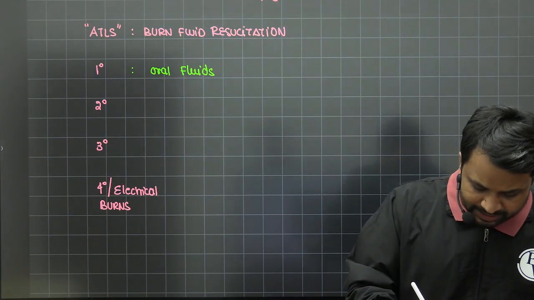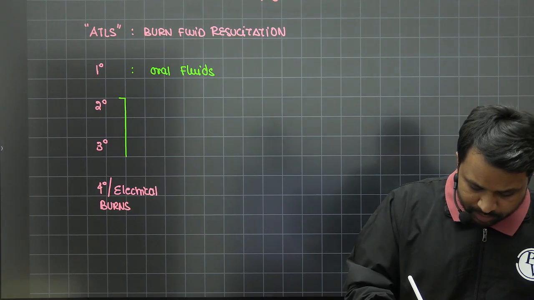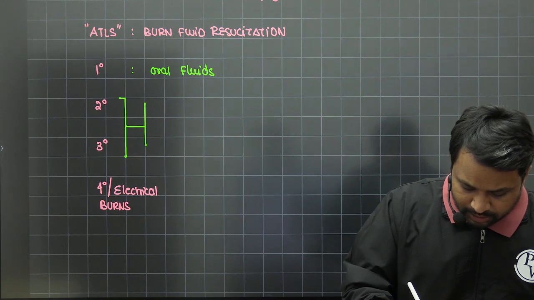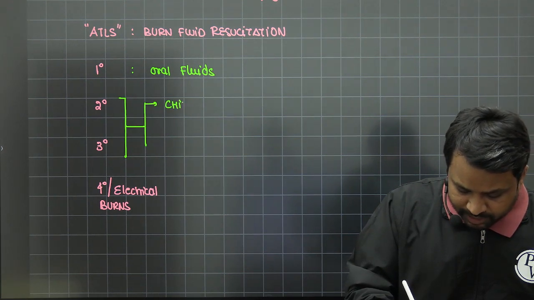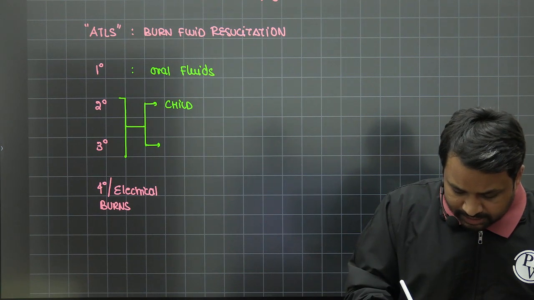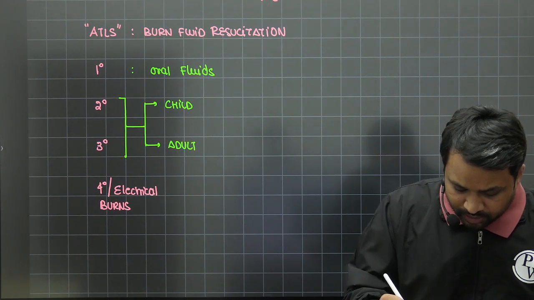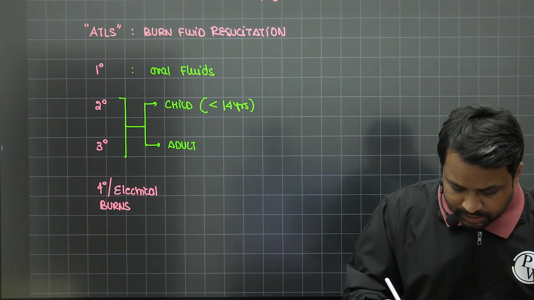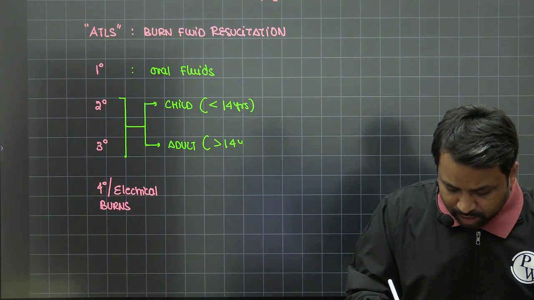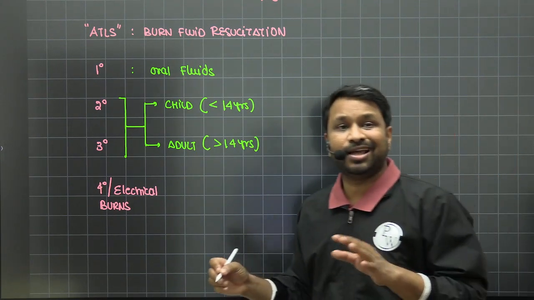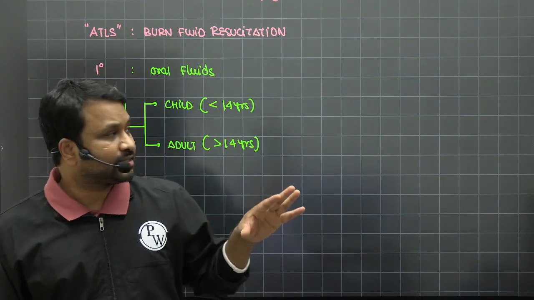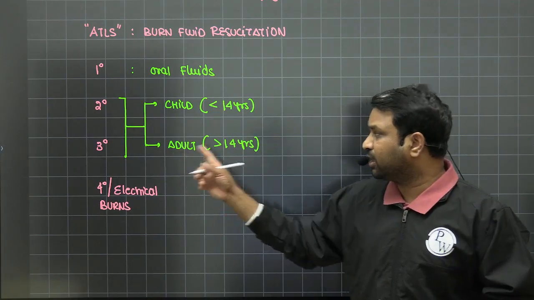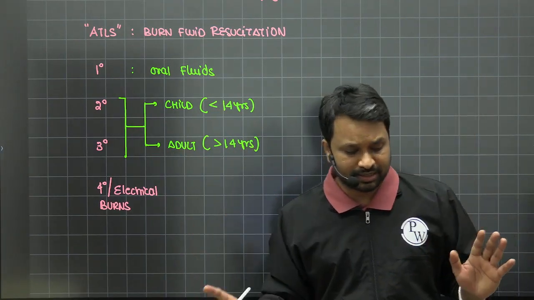Now, in a second degree or a third degree burn, I would see whether I am addressing a child or an adult. According to ATLS, a child is considered to be age below 14 years. Adult is considered to be age above 14 years. It is not a standard age of 18, right? So ATLS considers the adult and child at the age of 14. That means a child is age less than 14, adult is age more than 14. It's as simple as that.